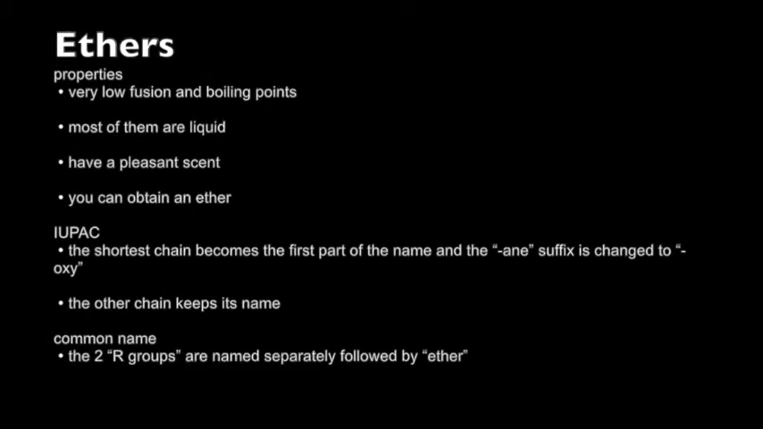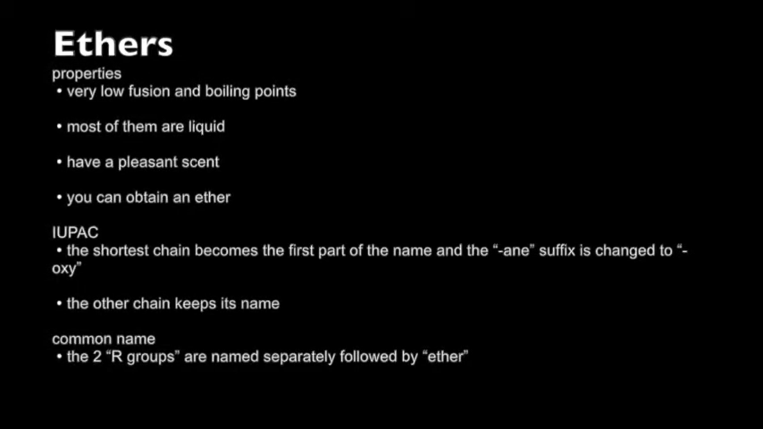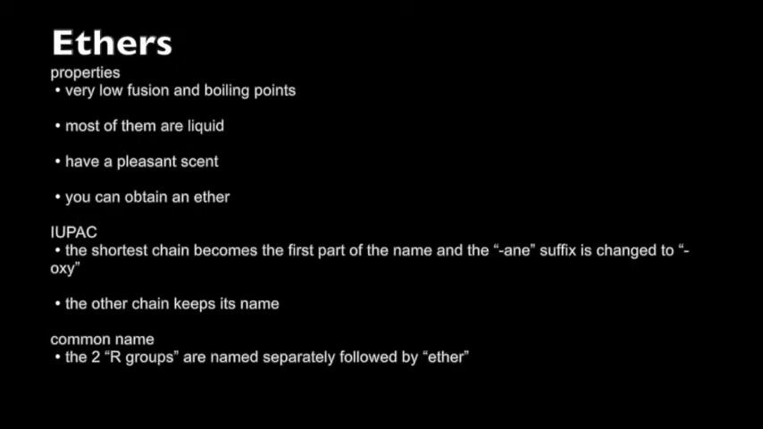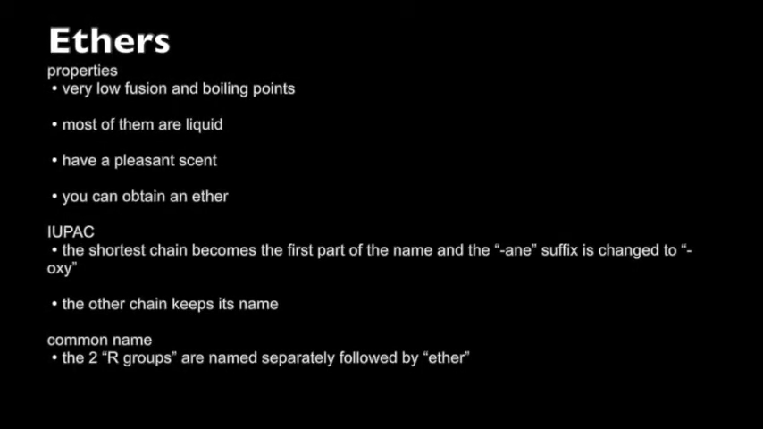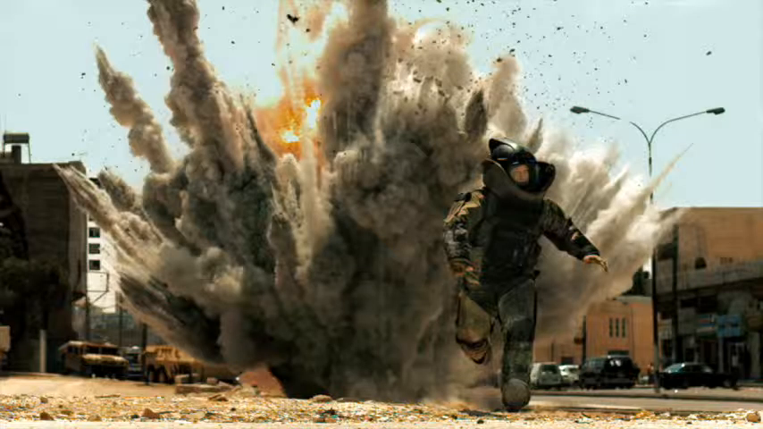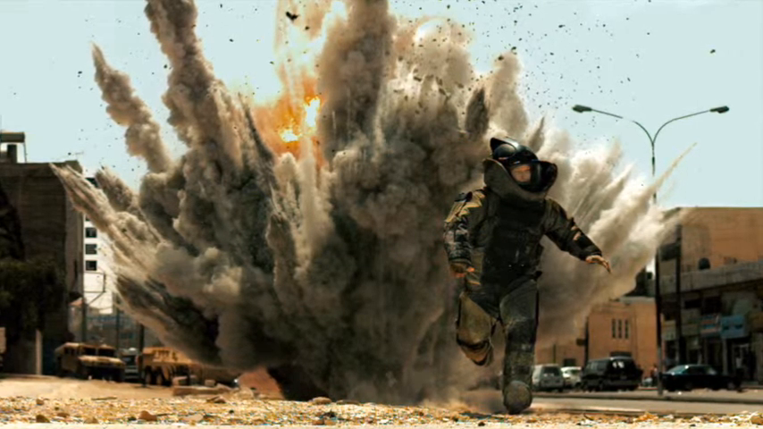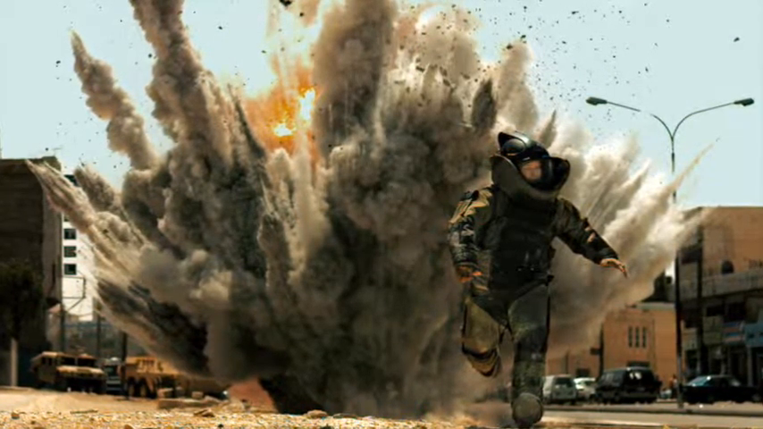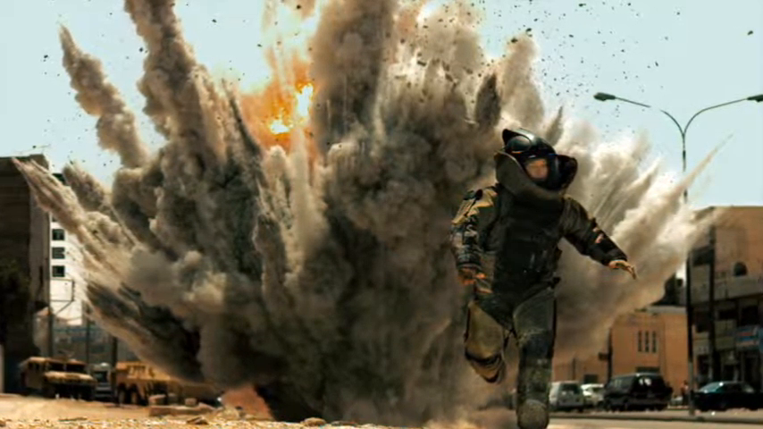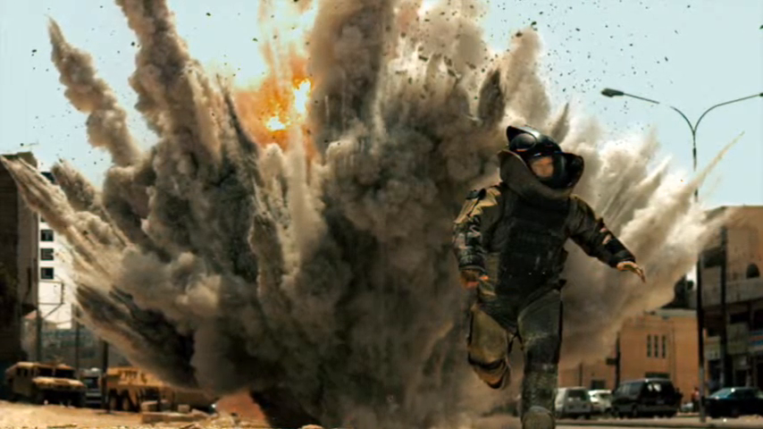And for the IUPAC nomenclature, the shortest chain becomes the first part of the name, and the "-ane" suffix is changed to "oxy". The other chain keeps its name. For the common name, the two R groups are named separately, followed by ether. One of the main uses of ethers are solvents of sulfur and fats, explosive manufacturing, anesthetics, and antispasmodics.